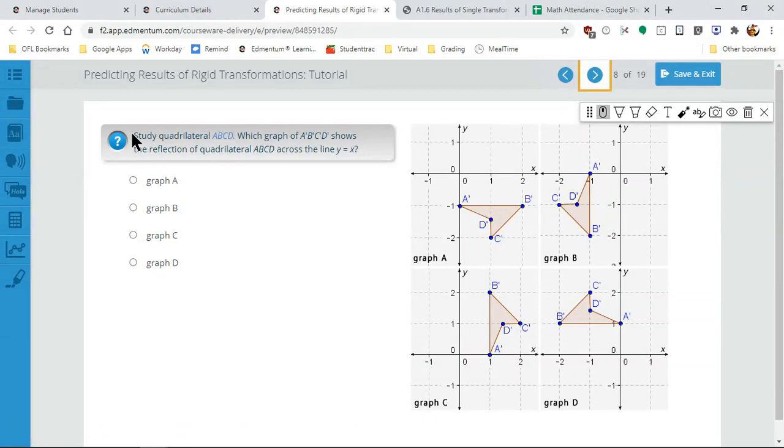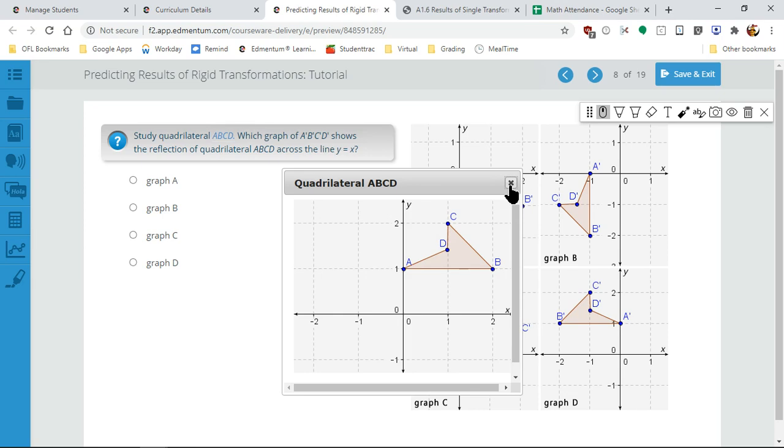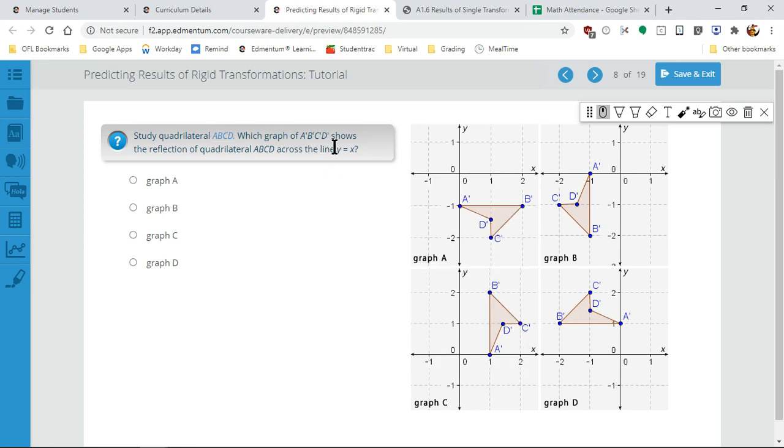So here, this is saying study the quadrilateral, so a four-sided figure. Quad meaning four, lateral meaning sides. Which graph shows a reflection y equals x? So remember, y equals x was this line. Let me show you guys right here. Was this line right here.